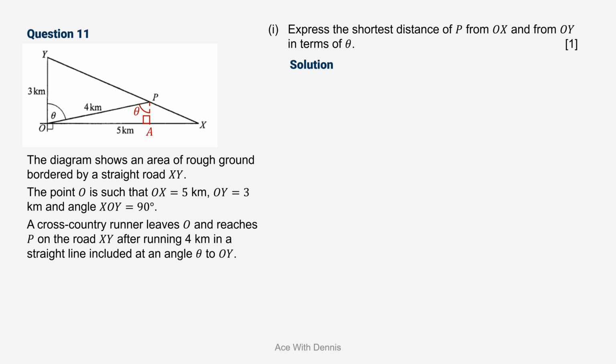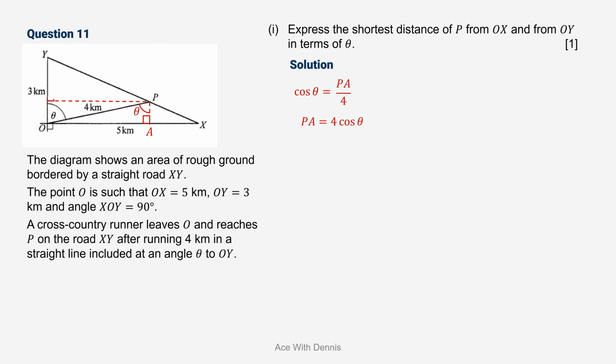So from here, I will label cosine theta. It will be equal to PA over 4. Hence, PA equals 4 cosine theta. So PA is the shortest distance. So this will be the expression of the shortest distance of P from OX.